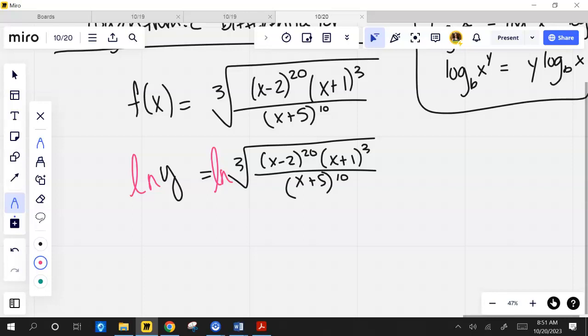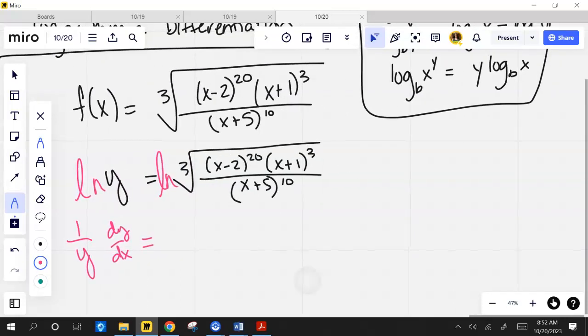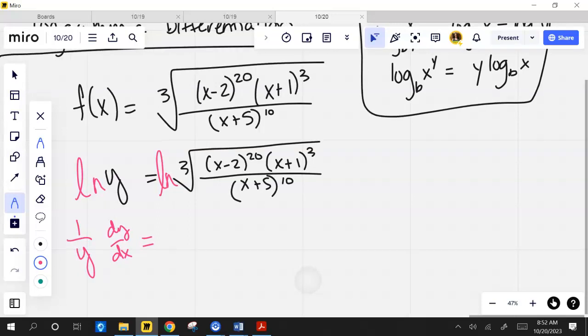Now take the derivative of both sides. Now this is implicit differentiation, right? Because I'm taking the derivative of y, right? So it's going to be 1 over y dy dx equals. Now, before I take the derivative of this side, I should have done this first. I should have expanded this a bit before I took the derivative. Just pretend like it's still y. Let's expand this just a little bit so I can show you how this works.